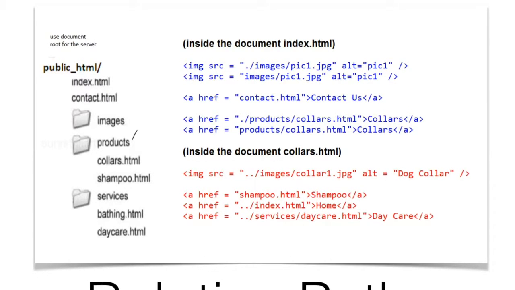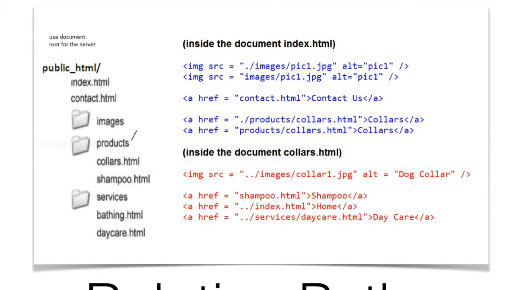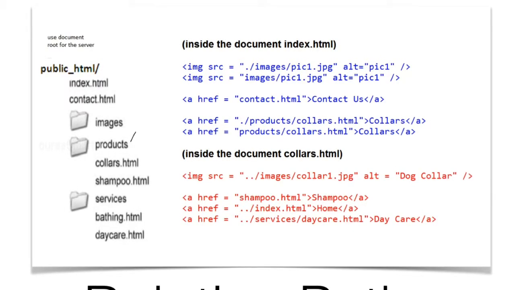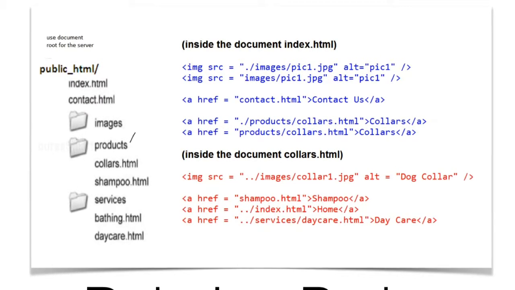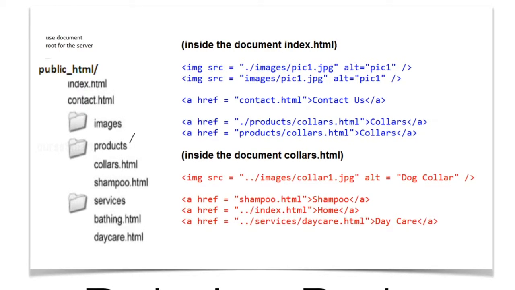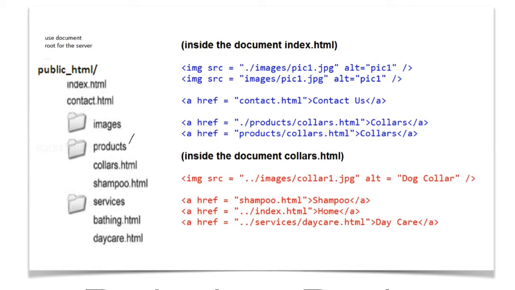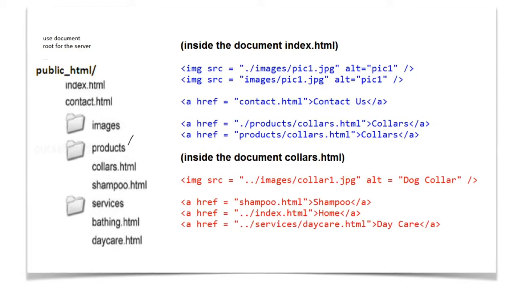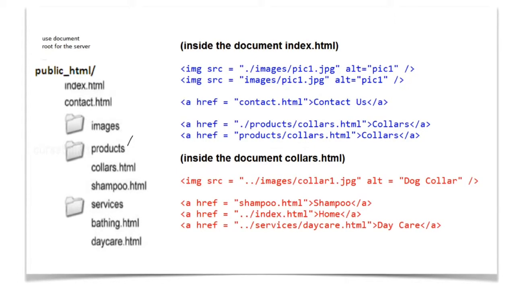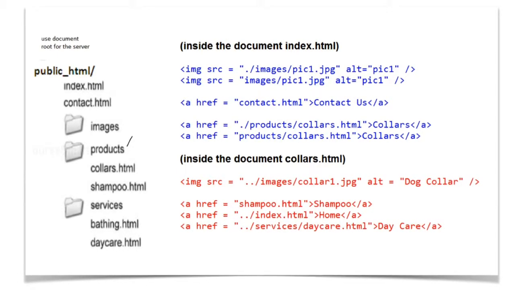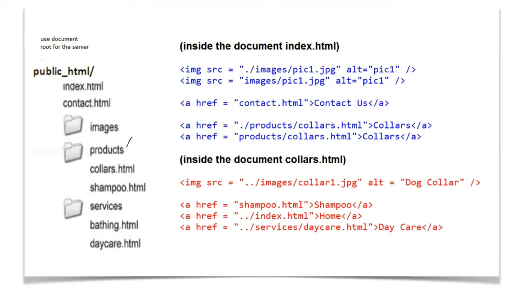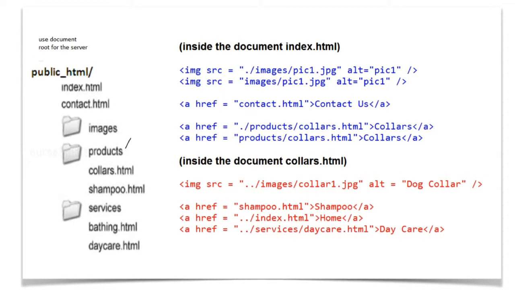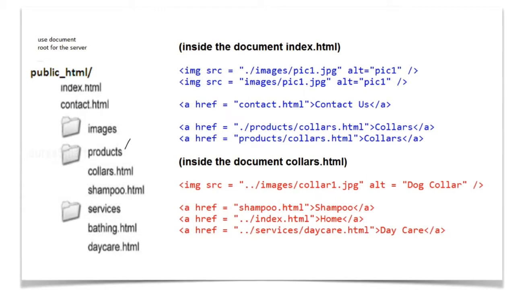In order to create a link from callers.html back to the home page, we need to go up one level, and that's where index.html is located. So a href equals ../index.html. And finally, creating a link between callers.html and daycare.html, we could see that it's going to be very similar to our images example, ../services/daycare.html, because we need to go up one level, then down into services, and that's where daycare.html is located.